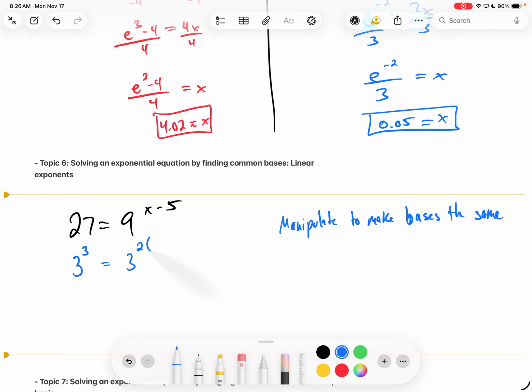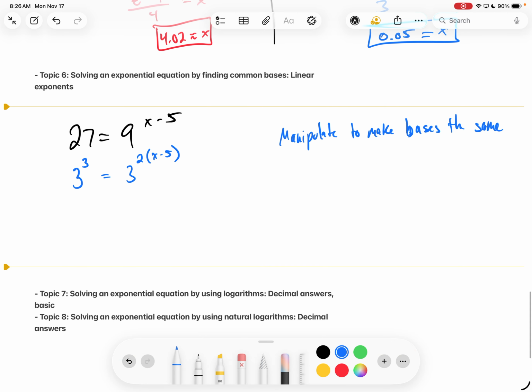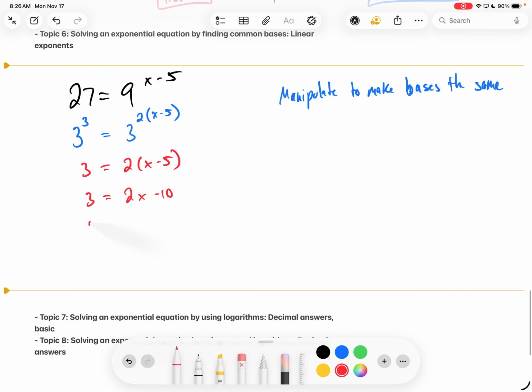But then I have this x minus 5 up here. But now my bases are the same, right? 3 cubed is 27, 3 squared is 9. I didn't change a number, I just rewrote it a different way. So what this allows me to do is say, since my bases are the same, my exponents have to be equal, and I can just solve the exponents. So you make the bases the same, and then set the exponents equal to each other. So this is 3 equals 2x minus 10. Add 10, divide by 2.